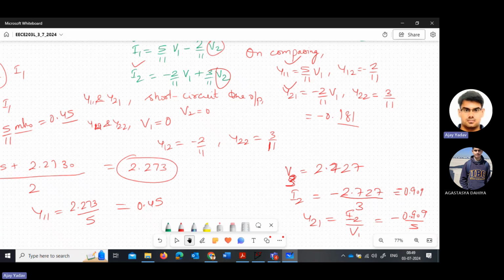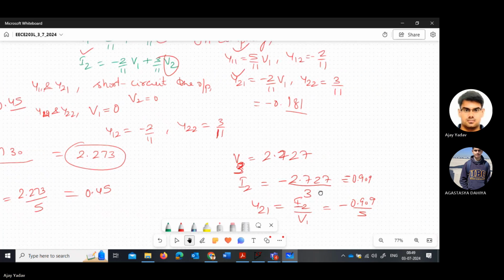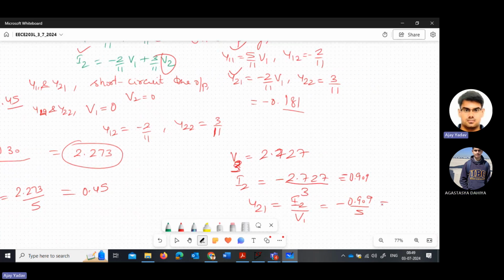Divided by 5. So the same value is coming, right? Yes, sir. It is minus 0.1818. So in this manner, we have verified, or we have calculated, the value of the y parameters experimentally as well as theoretically. So you can try for y12 and y22 in the same manner.